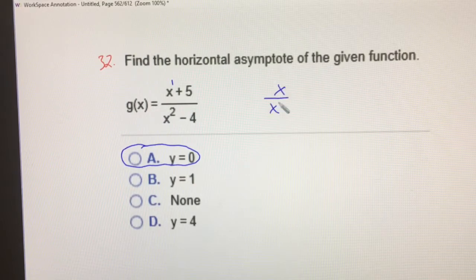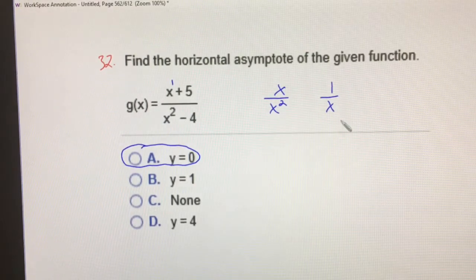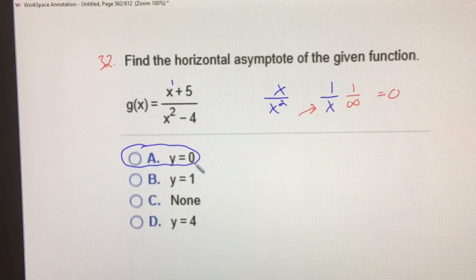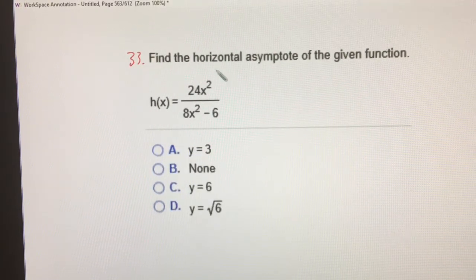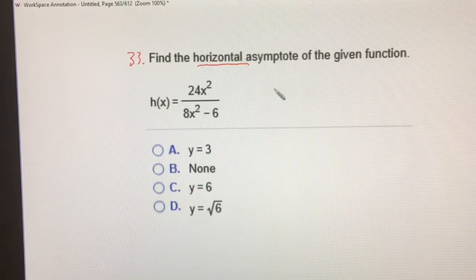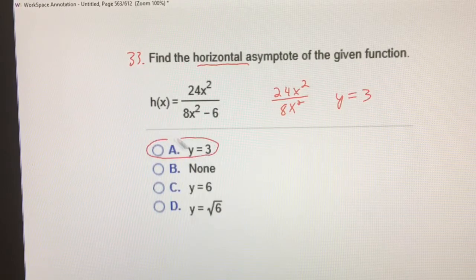Again, you can do x over x squared. That's going to simplify to 1 over x. And when you throw in infinity for the bottom, 1 over infinity would equal 0. That's how we get a horizontal asymptote of y equals 0. Horizontal asymptote. Degree of the top is the same as the degree of the bottom. So we're going to write 24x squared over 8x squared. And that's going to simplify to just y equals 3. So my horizontal asymptote is y equals 3.